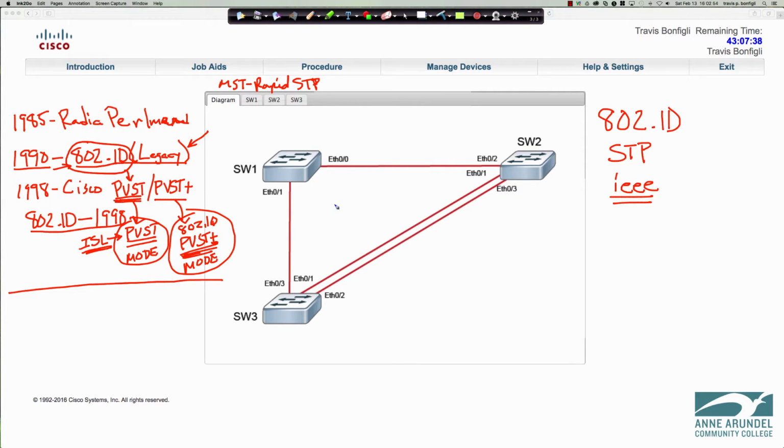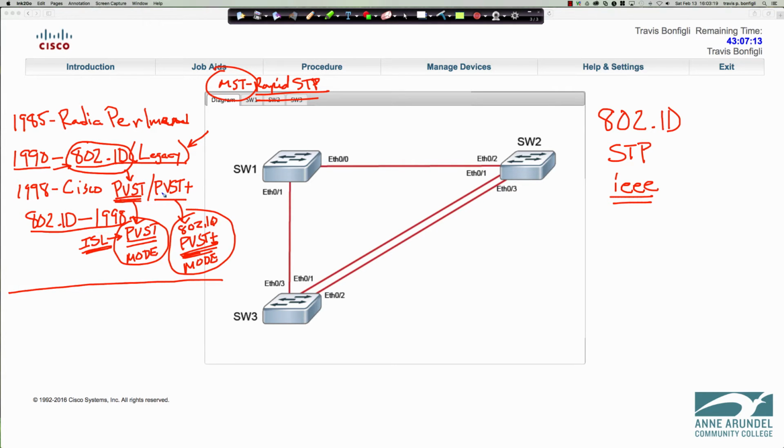But in your environment, you should be using rapid spanning tree protocol, which is Cisco's RPVST plus or PVRST plus, or multiple spanning tree, which again is just using rapid spanning tree underneath. But we will get to that in turn. So this is kind of the history again.